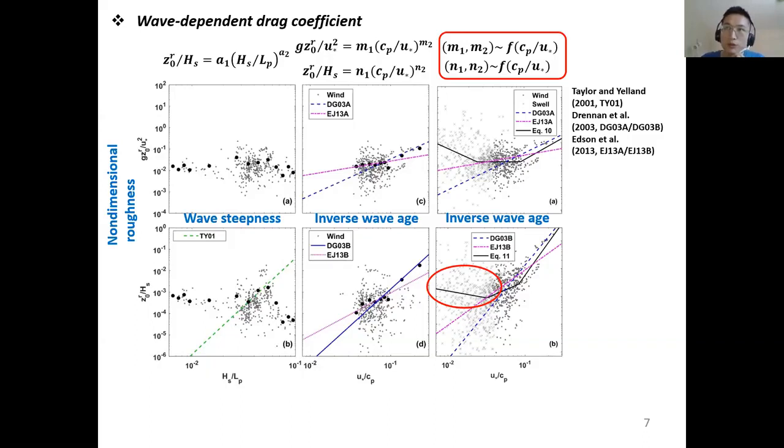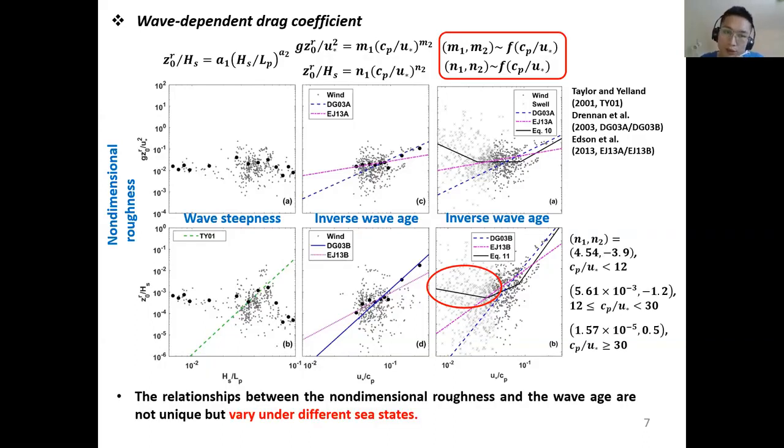So therefore, we argue that the relationship between the non-dimensional roughness and the wave age is not unique, but varies under different sea states. So we have the following regression here, where the parameters N1, N2 are not constants, but 3 pairs of different values under 3 different sea states.